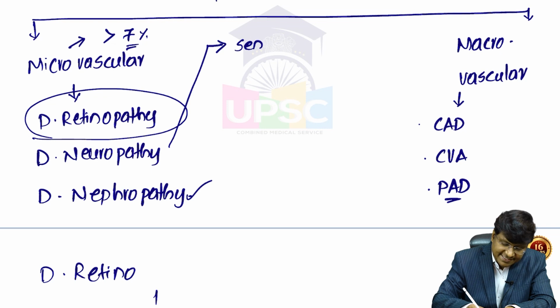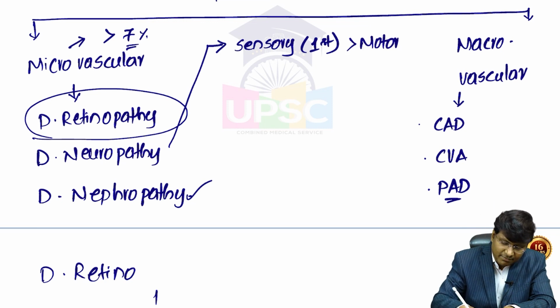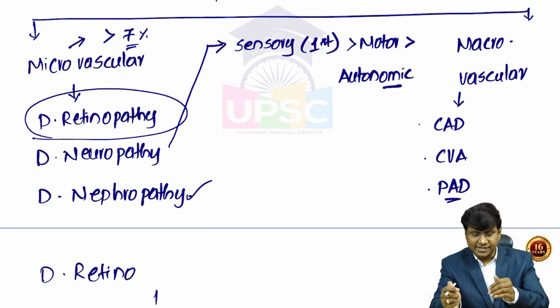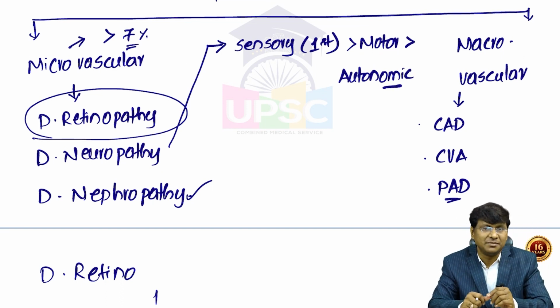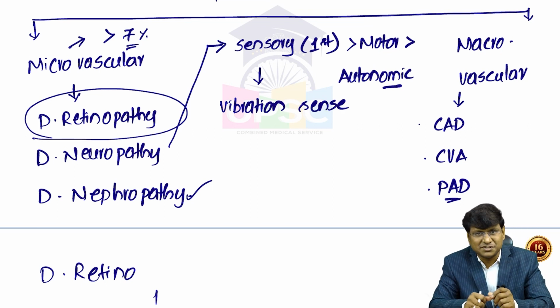But the sensations which are affected first will be the sensory sensations, followed by motor manifestations, followed by autonomic involvement. Right? So sensory, motor, and autonomic involvement. The one affected first is the sensory, and sensory sensations are lost first. Among the sensory sensations, the one lost first is the vibration sense, right?